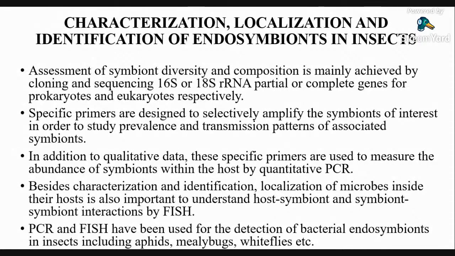In PCR, specific primers are used to measure the abundance of symbionts within the host and amplify the symbionts. In FISH technology, specific microbes are localized inside their host, which is important to understand host-symbiont interaction. PCR and FISH have been used for detection of bacterial endosymbionts in insects including aphid, millipede, whitefly, etc.